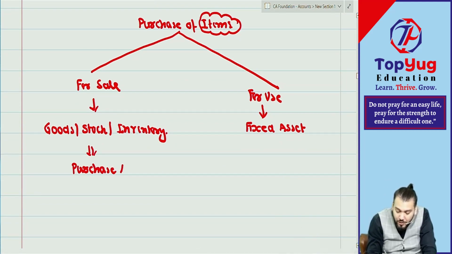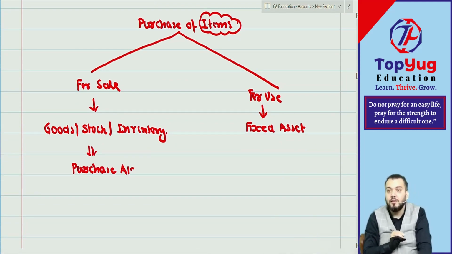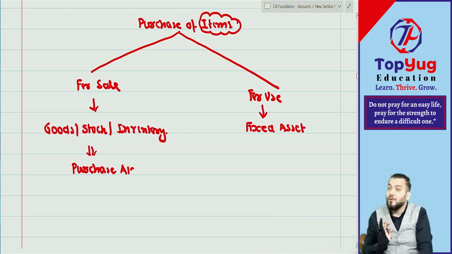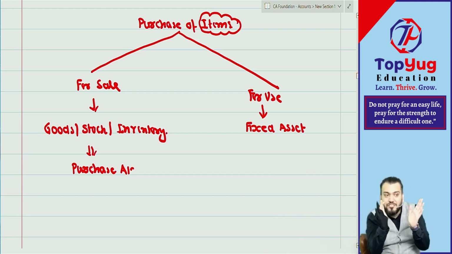Now, if you purchase any inventory for sale, then we open the purchase account. The name of the account is purchase account. Can I say the purchase account represents purchase of goods, or purchase of stock, or purchase of inventory? Understood? It means the purchase account is a name given to inventory.